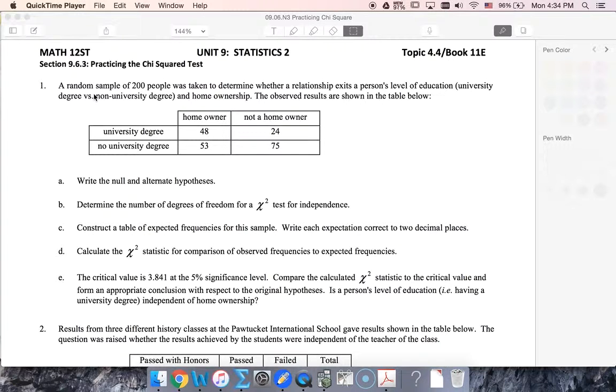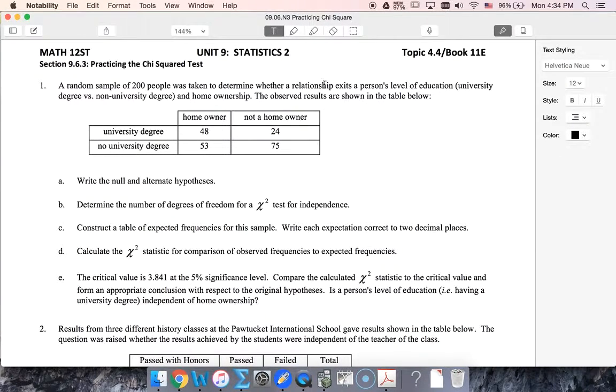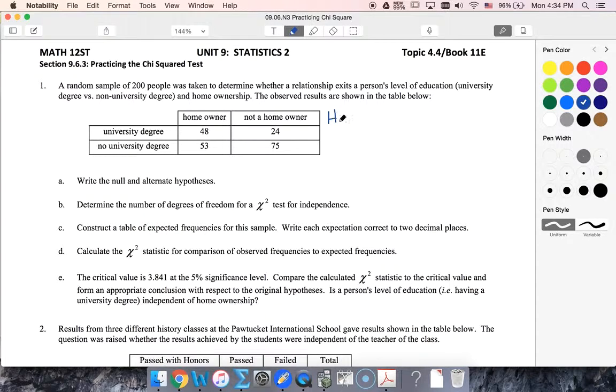All right, so here we are practicing using the chi-squared test. So remember, chi-squared is going to test for independence. So if I've got this random sample of 200 people determining whether a relationship exists between their level of education and home ownership, even though it says relationship here, I'm still going to write out my null hypothesis using the word independent. So my null hypothesis, and I do that with H sub 0, I could phrase it a bunch of different ways, but basically I'm going to go with home ownership and having a university degree, and I'm going to say that those things are independent.